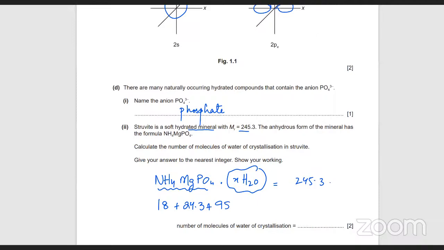Now quickly add this up and tell me, what is this part? Please add it up and tell me what you get. Sir, it's 137.3. Okay, so 137.3, right?